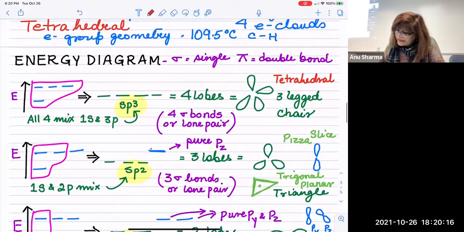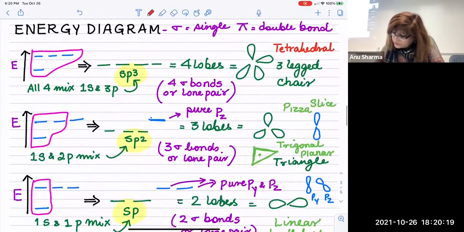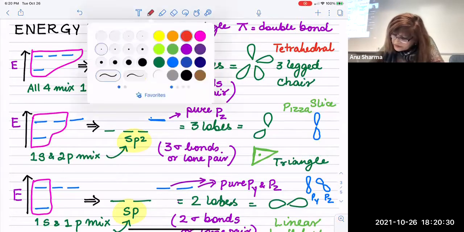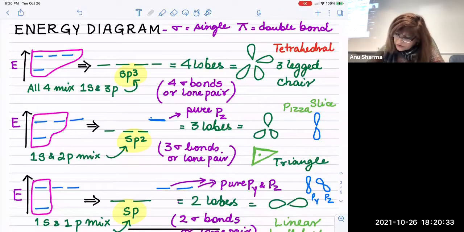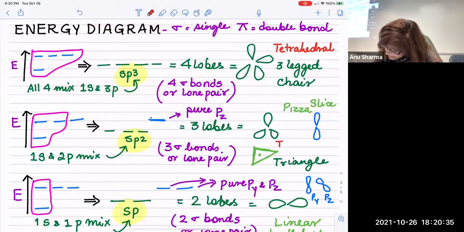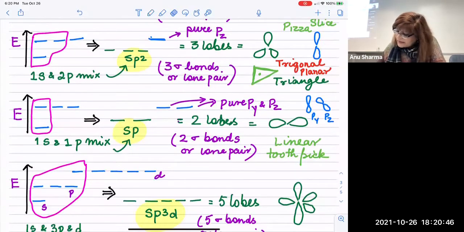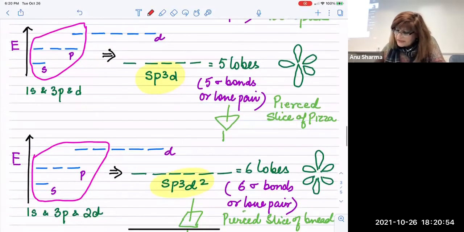The one with the triangular, this is the triangular planar, trigonal planar. Let's write this down here. Trigonal planar. Okay. Then the next one is the linear, like a toothpick. We already saw linear. And the ones with the pierced slice of bread are this one.